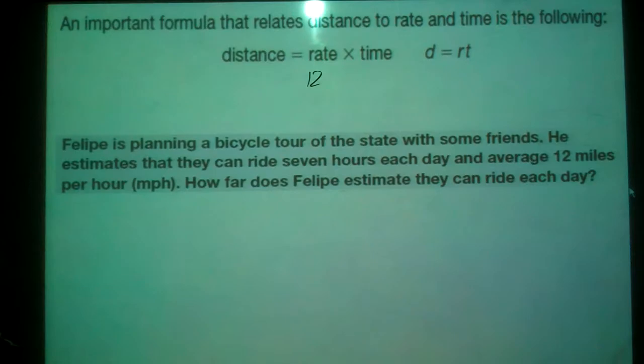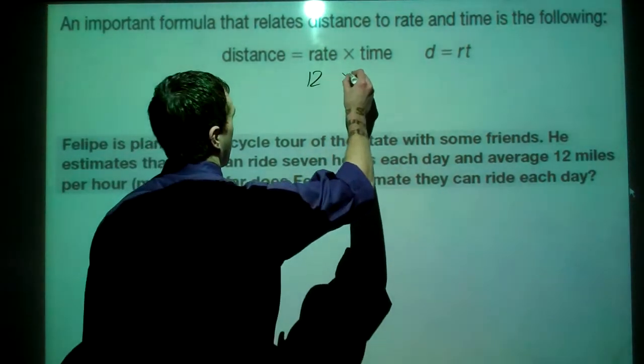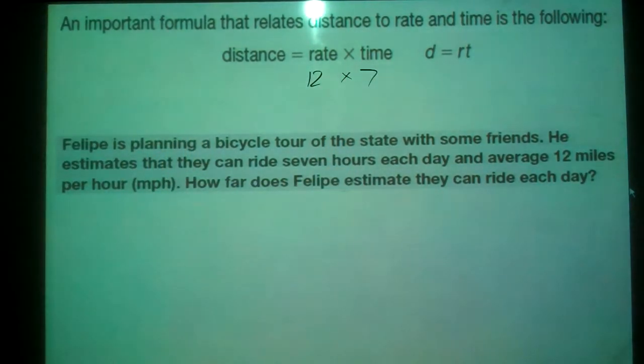And he estimates that they're going to ride 7 hours each day. Times 7. So 12 miles per hour for 7 hours each day. 12 times 7 would get us our answer there.